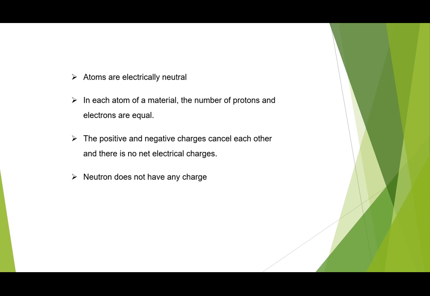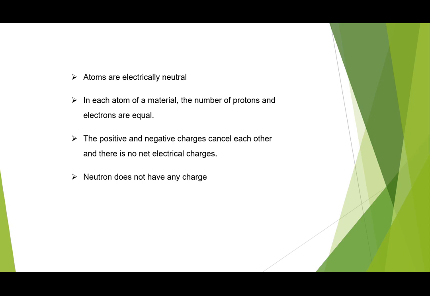Normally, when we are taking an atom, the atom is electrically neutral. What does it mean? Electrically neutral means the overall charge of an atom is zero. The total number of protons will be equal to the total number of electrons. That means the total number of positive charges and the total number of negative charges are equal. They cancel each other.